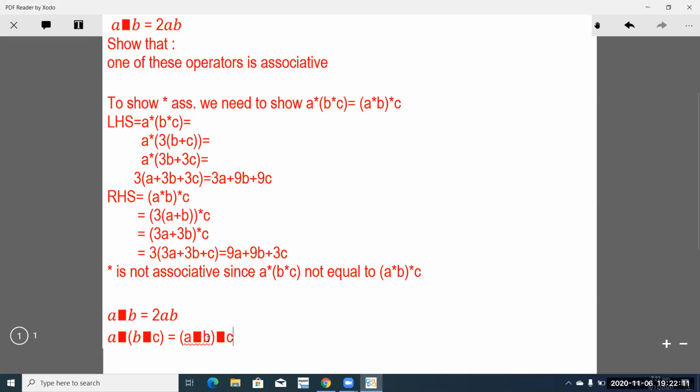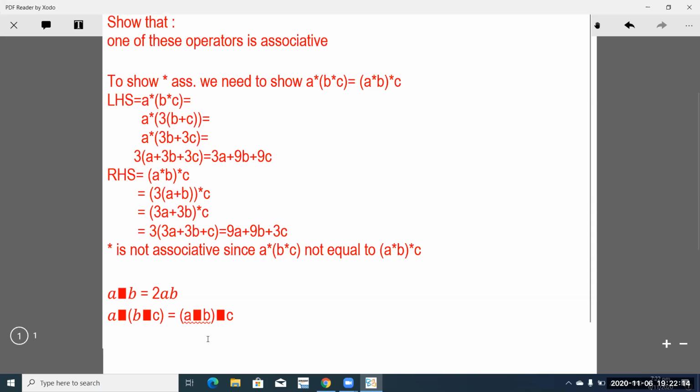Nice. So let's work out the left-hand side first, which we know is A box B box C. So we always start with the bracket. So we get A box, what is B box C? It would be 2BC. Very good. That's B box C.